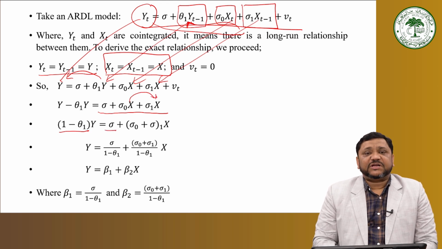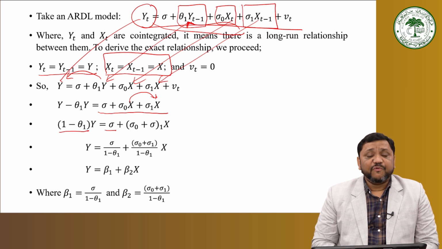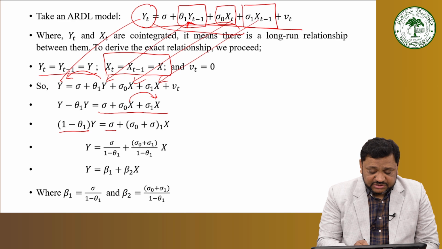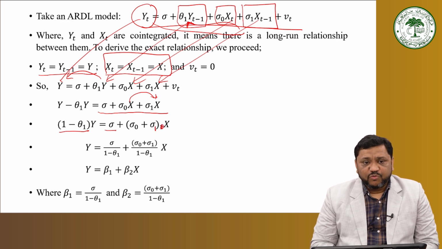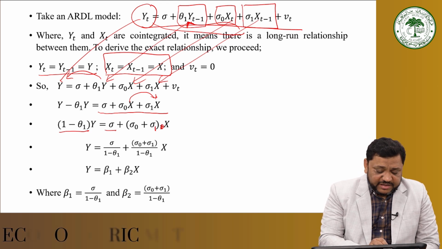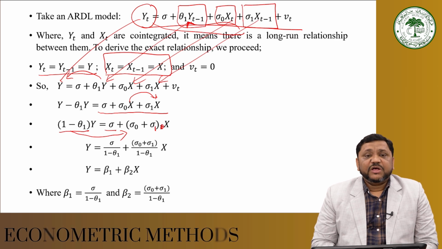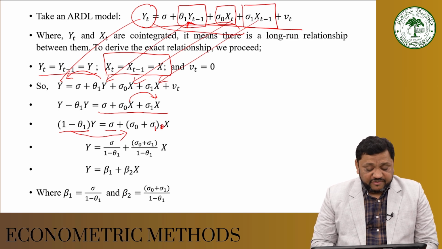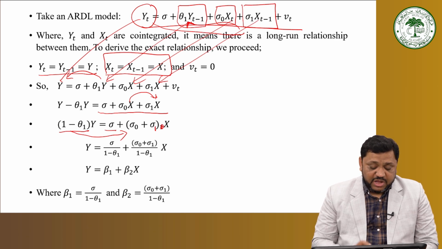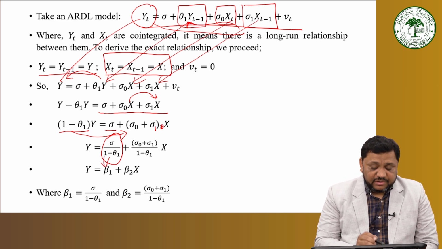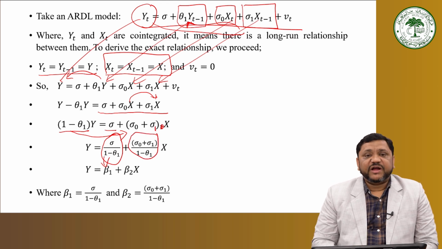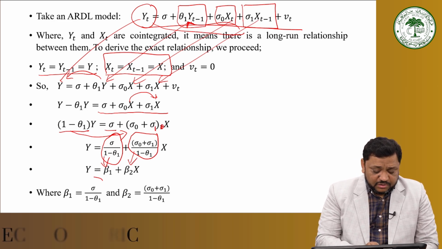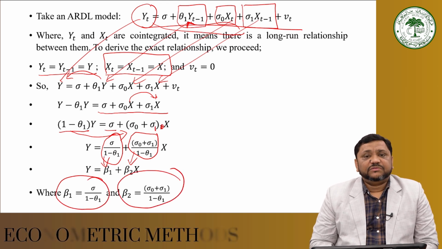Now here also there is x, and in the next term also there is x. So we write sigma plus, we take common sigma 0 plus sigma 1. Please note this correction, this one should be inside: sigma 0 plus sigma 1, the whole multiplied by x. So now we take this 1 minus theta 1 to the right hand side in the denominator. So y is equal to sigma divided by 1 minus theta 1 plus sigma 0 plus sigma 1 divided by again 1 minus theta 1 multiplied by x. Now we can assume that this term, sigma divided by 1 minus theta 1, is beta 1, and sigma 0 plus sigma 1 divided by 1 minus theta 1 is beta 2, multiplied by x. So we are denoting beta 1 by this term, and beta 2 by this term.